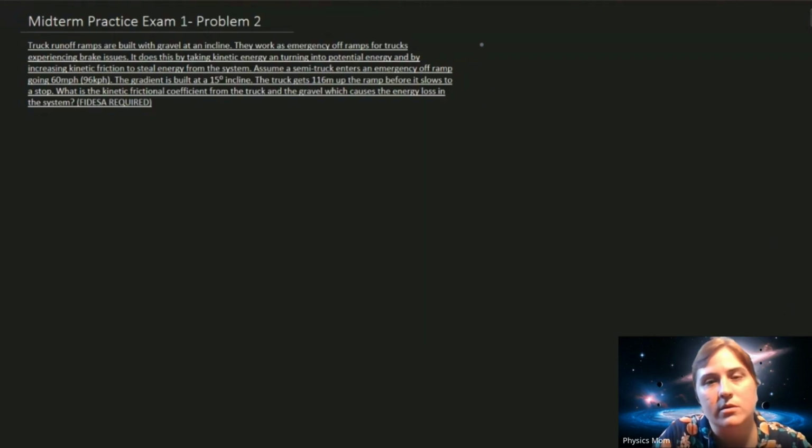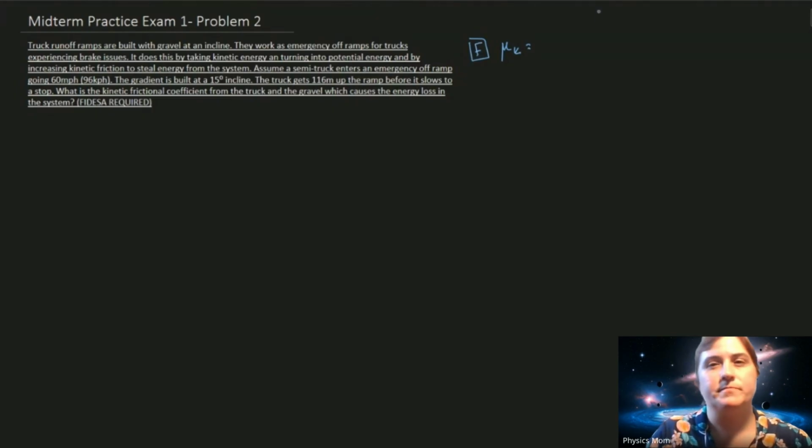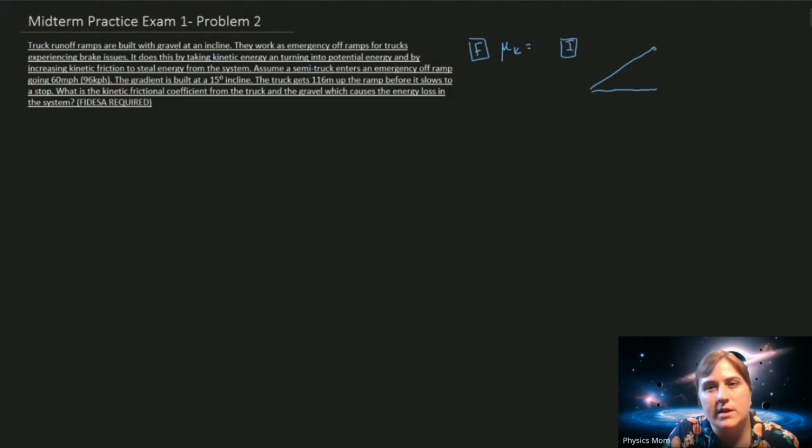So the thing we are looking for is mu k. That's what that looks like in our equation, the Greek letter mu with a subscript k to denote that's the frictional coefficient for kinetic friction. We can draw an image of this. If I do kind of like an off-ramp, this is not to scale, but we'll label this as our 15-degree gradient. And I'm going to make it bumpy to denote that there's gravel, which is going to cause friction.